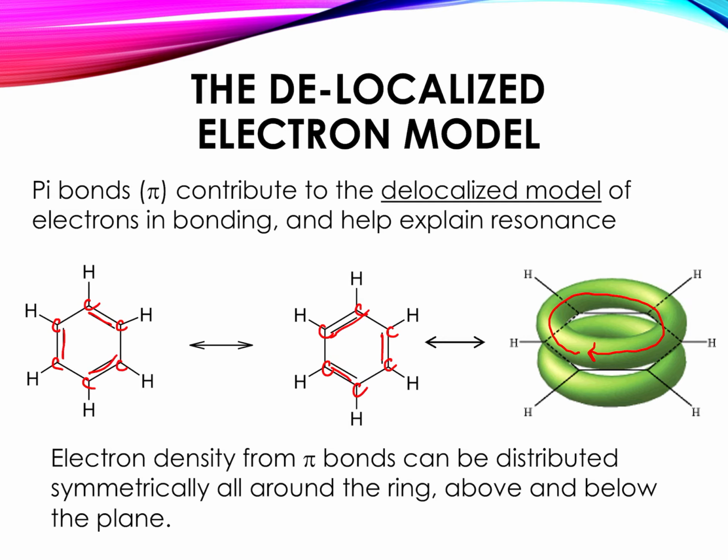But again, you have to have these pi bonds in order to be able to have resonance, because the electrons need to be above and below the plane. If all we had were sigma bonds, then the electrons would exist directly between the atoms in those bonds, and we wouldn't have the ability to kind of move them around our structure. But again, since we have pi bonds that exist above and below the plane, they can move around.